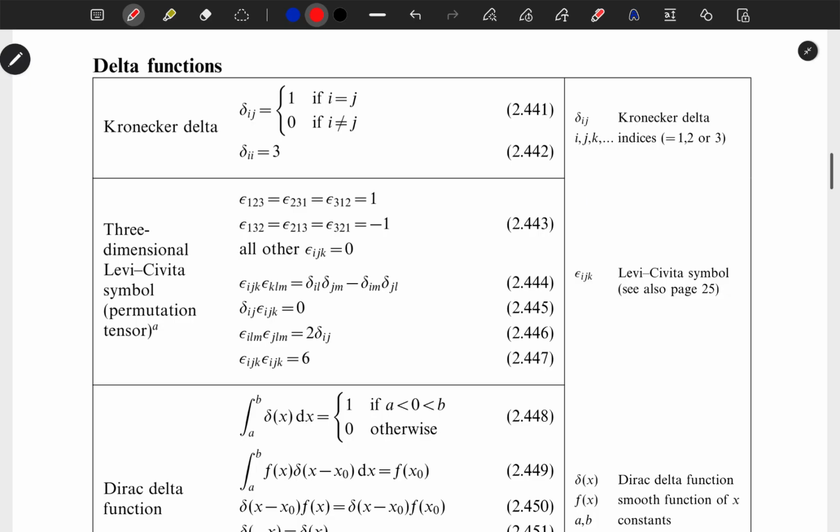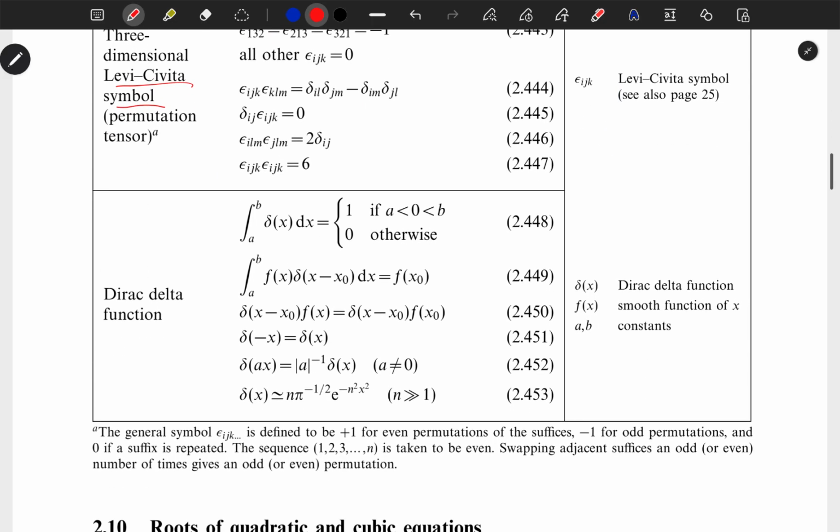Delta function, delta ij. This is the Levi-Civita symbol. Dirac delta function and its properties.